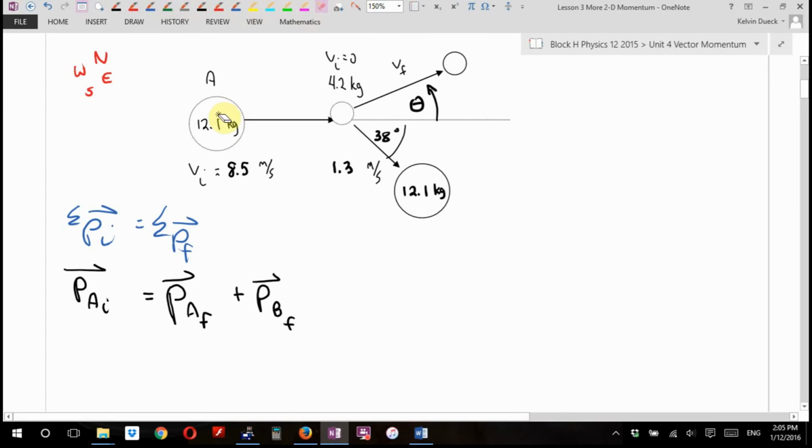Kohei, look at the initial momentum of object A. It's due east. So I'm going to draw that. This arrow is this momentum. How big is this arrow? This mass times this velocity. Can someone go 12.1 times 8.5 and don't round off at all? 102.85? Is that right?